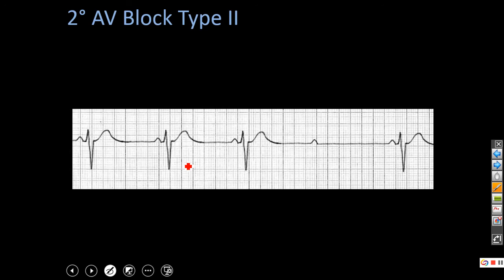Okay, here's an example of second-degree type 2. You can see these PRs don't change. They're the same. And then one of those electrical impulses is completely blocked, and the PRs are the same.